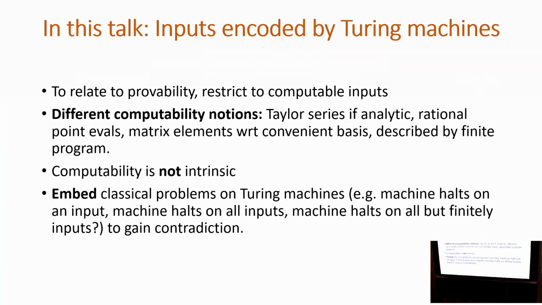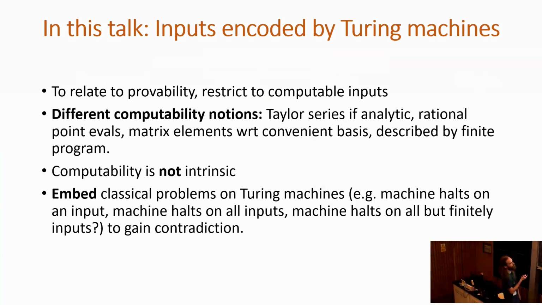So to relate to provability, we want to look specifically at computable inputs and computable outputs. We obviously have a choice of computability notion, and what notion we use is going to depend on what we're interested in computing. Sometimes we might find the coefficients of the Taylor series useful for our purposes. We might want rational point evaluations. We might want to compute the matrix elements with respect to some basis. But importantly, it needs to be described by a finite string. For example, pi can be described by a finite string, described as a Taylor series.